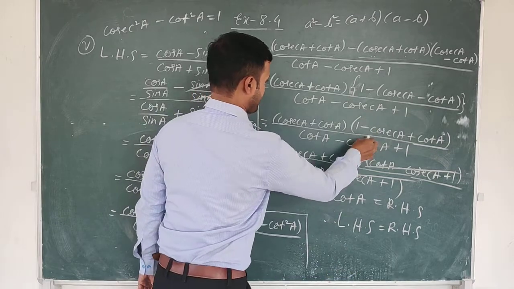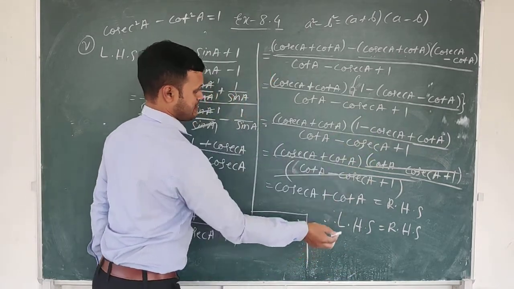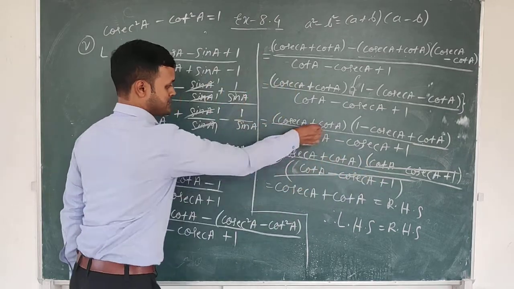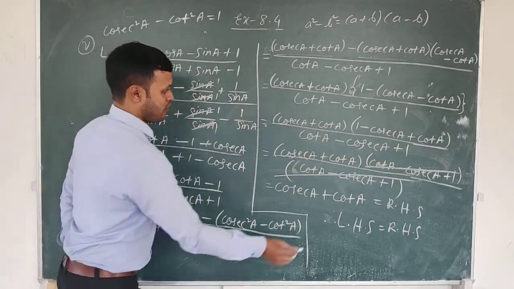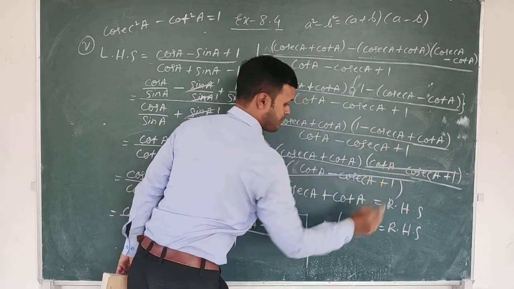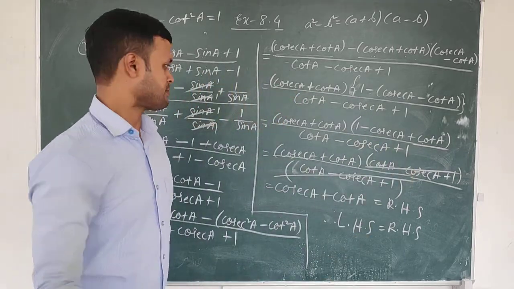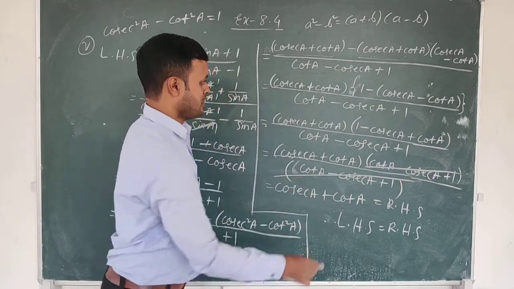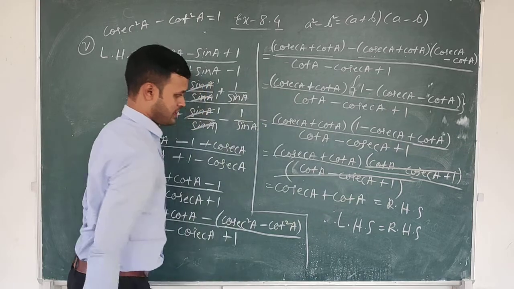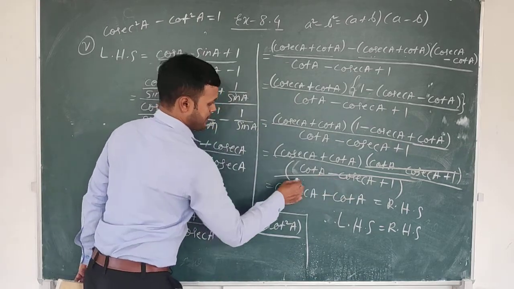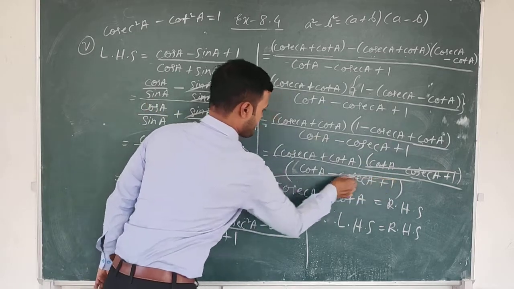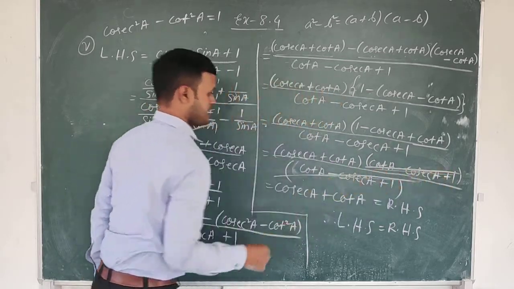Now I'm just arranging the terms. After opening this bracket, how am I writing this? This is the same, cosec A plus cot A. Keep it same. Now cot A I'm writing first, then I'm writing minus cosec A, then I'm writing plus 1. I'm just writing the negative term later, just like the denominator. So cot A minus cosec A plus 1 and cot A minus cosec A plus 1 cancel. This full bracket and this full bracket are cancelled.